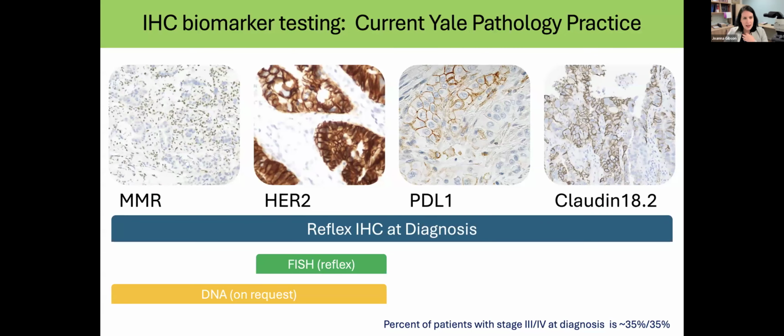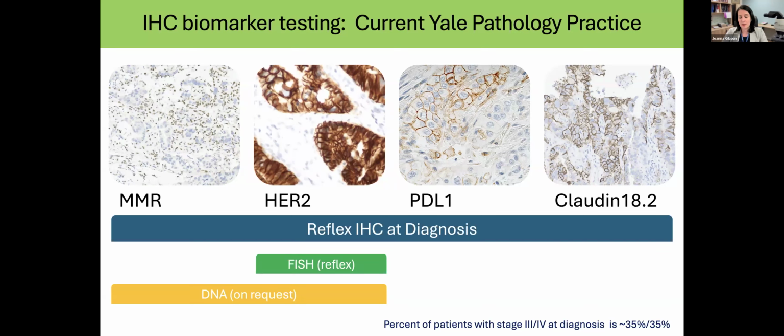So at Yale, we perform IHC biomarkers at diagnosis through a reflex pathway. Reflex meaning that we do it whenever we have a diagnosis of a gastroesophageal adenocarcinoma. And whether that's primary at the site or metastatic, if that's what the diagnosis is, we will perform all 4 of these biomarkers at whatever time of the diagnosis.